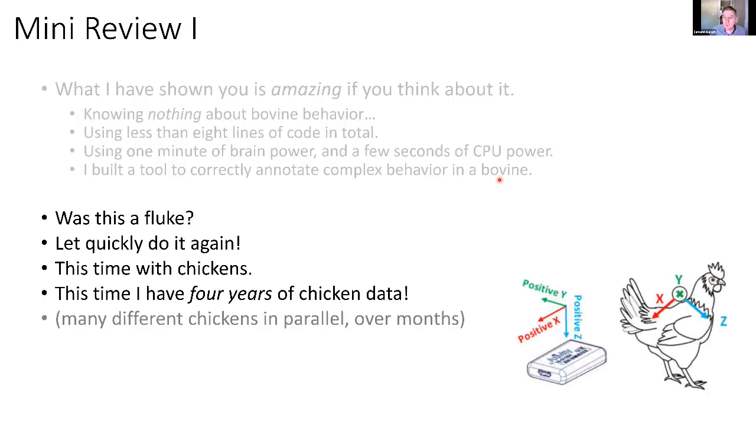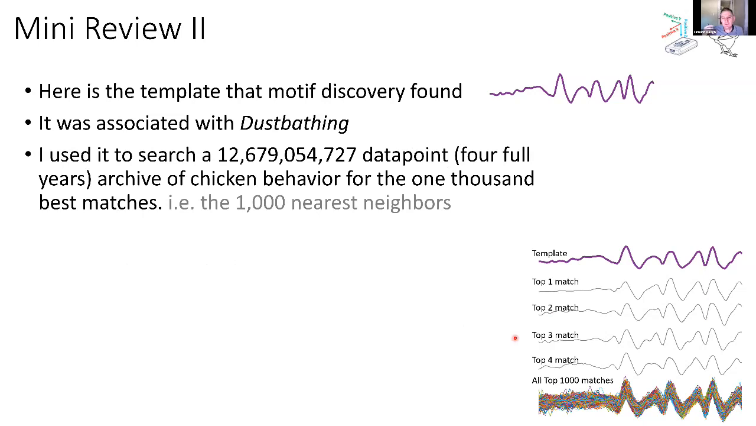So you might say this is a fluke. Let's try it again. This time I'm going to do it with chickens. I actually have 4 years of chicken data, not one chicken, many chickens in parallel. And I use multi-discovery to find a template. Here's the template here in purple. And it happens to be associated with a behavior called dust bathing. So I'm going to search for this template in my 4 years of data set, which is about 12 billion data points. It's a pretty big data set, but we can search it easily.